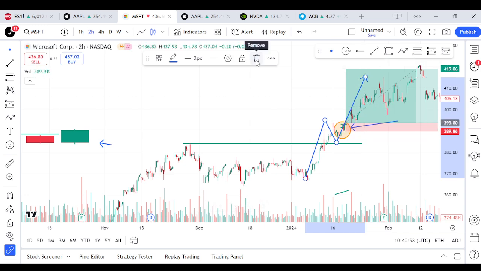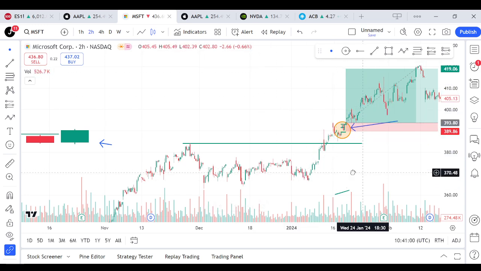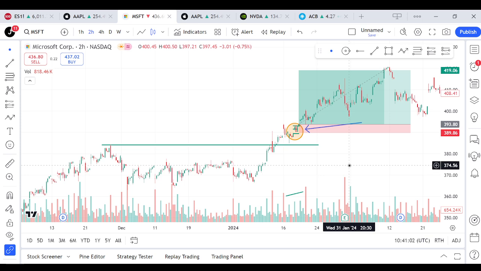So you should always use market context, you should use volume analysis, or you could use your moving averages to confirm your trades. So by following these strategies and combining them with proper risk management, you can effectively trade using the upside Tasuki gap candlestick pattern and align yourself with market momentum for potentially profitable opportunities.